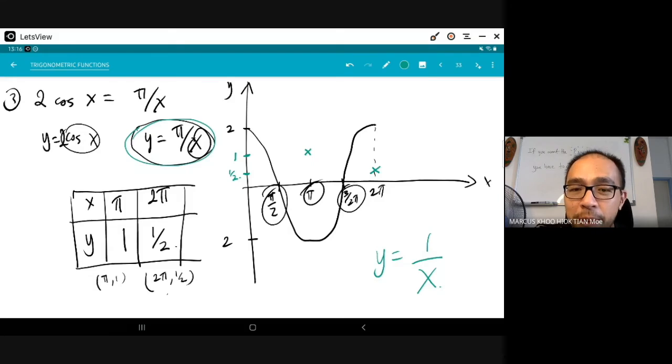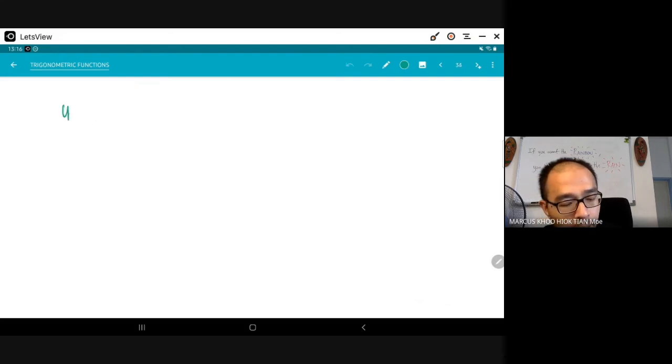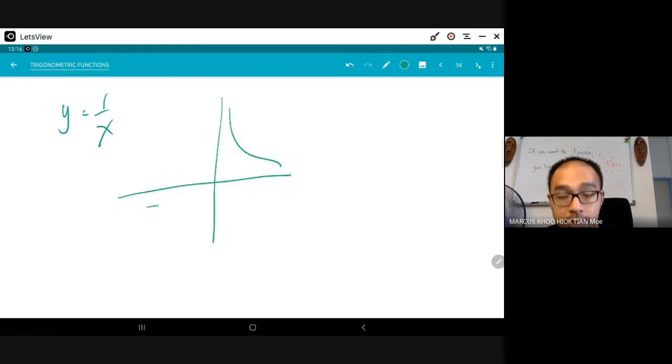Gosh, even I can't remember the name of the graph. I think it's called a reciprocal graph. Simply because of the 1 over x. So the graph of 1 over x, y equals 1 over x. The shape of the graph is this and this. This is the shape of the graph.